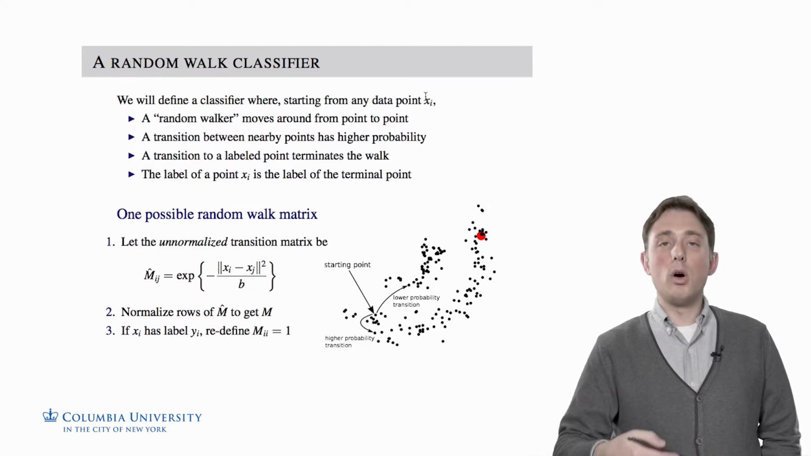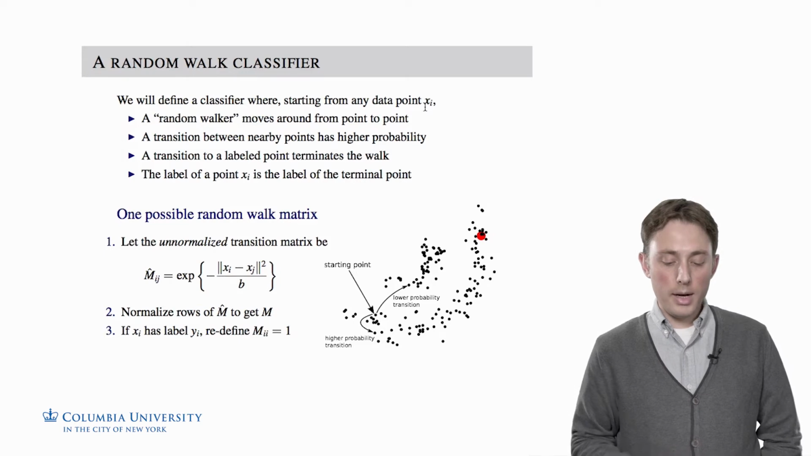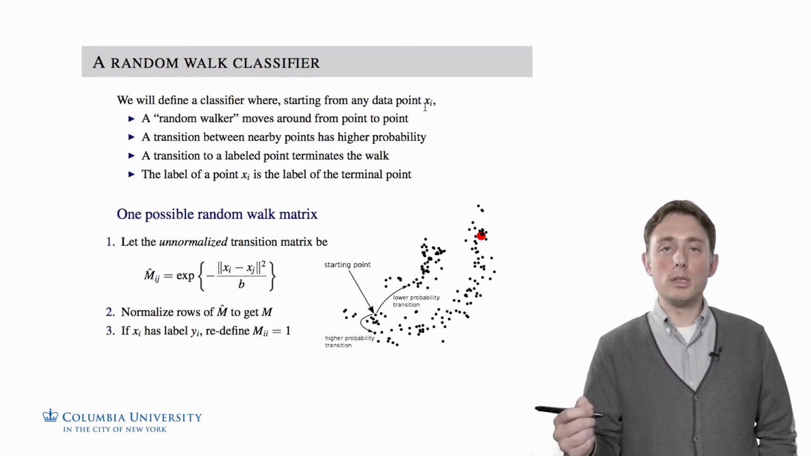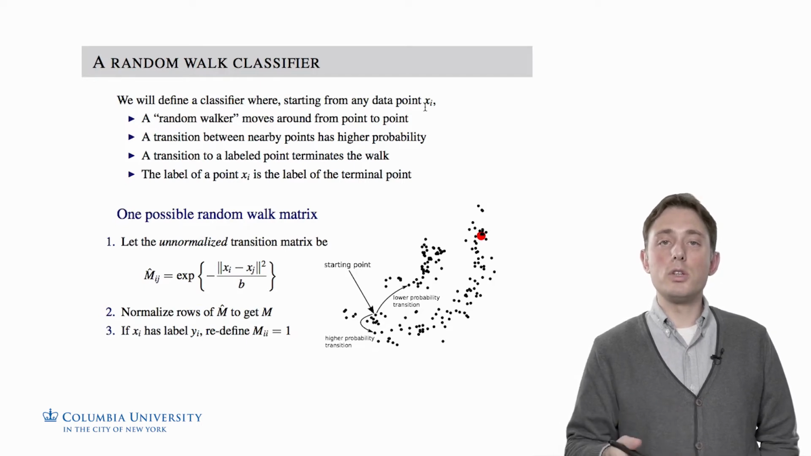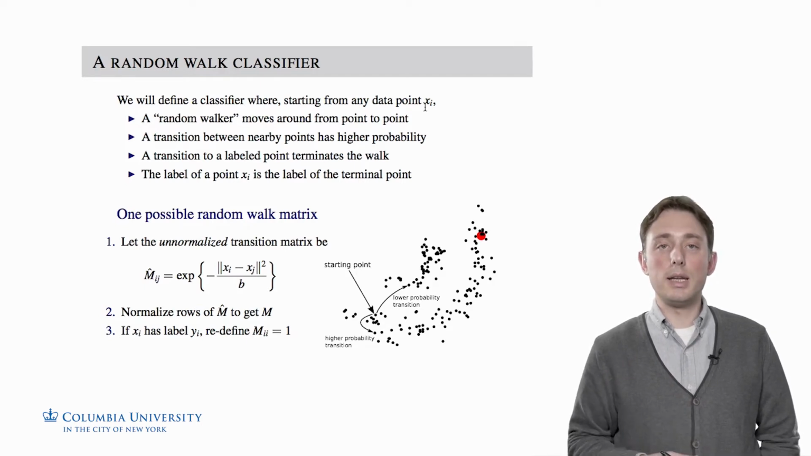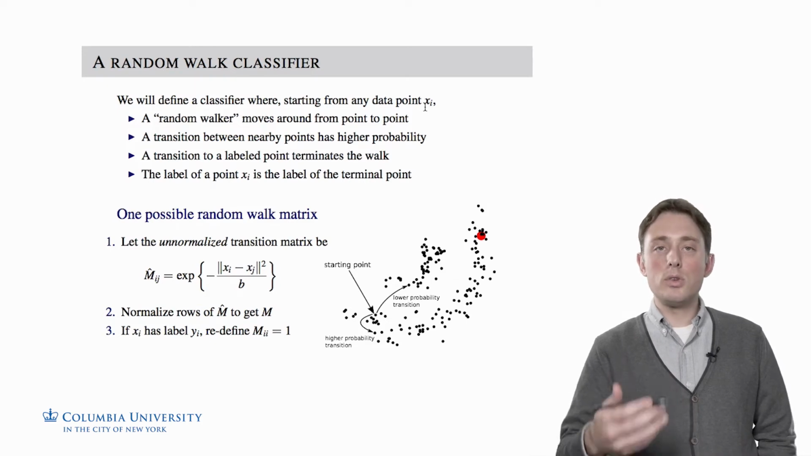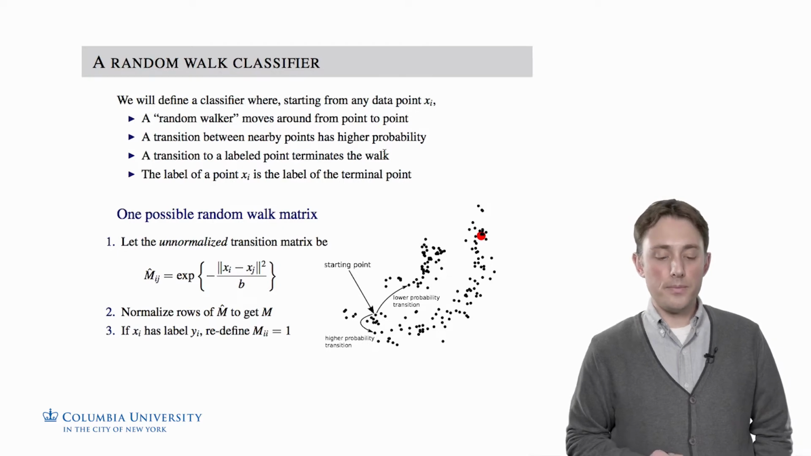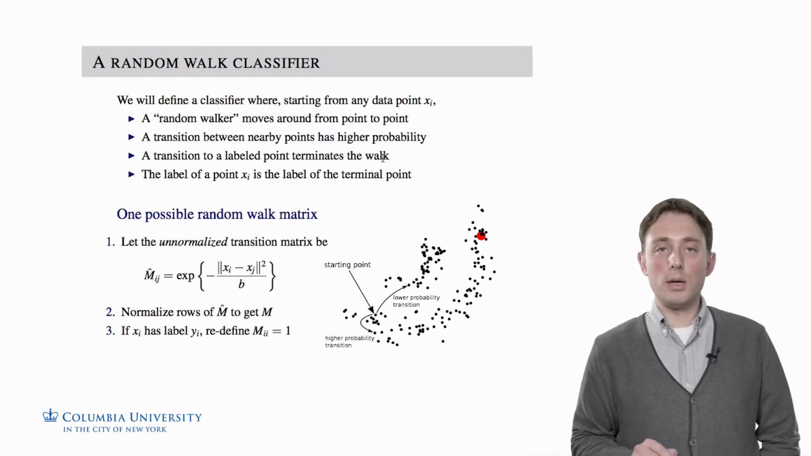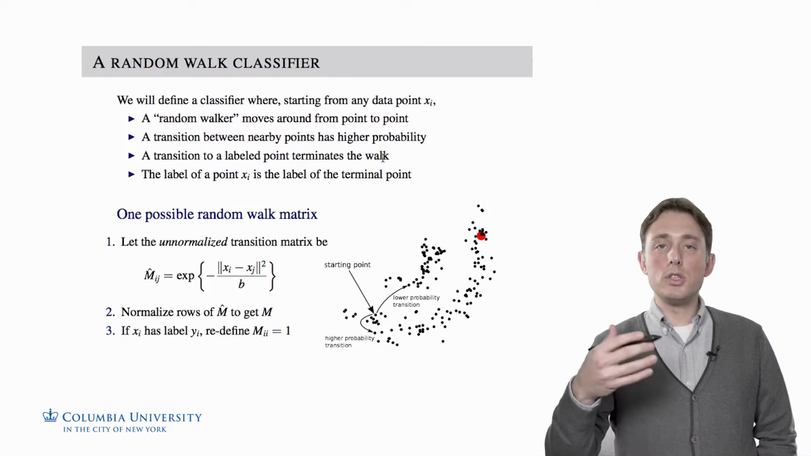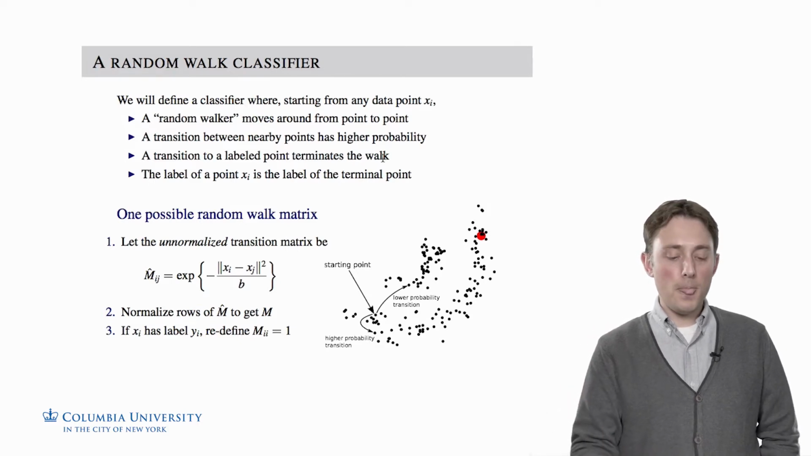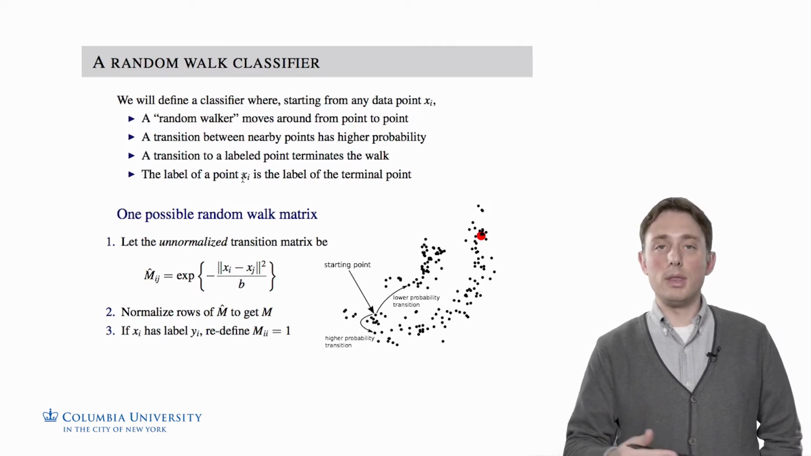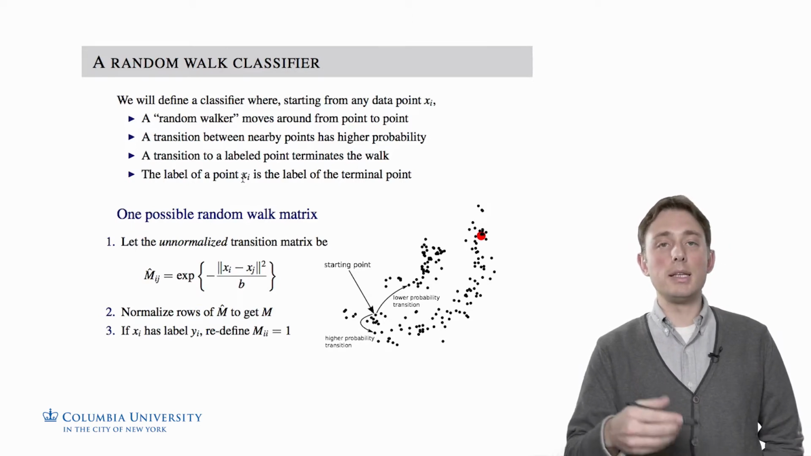So we start a random walk at the point xi. We then move from data point to data point according to this random transition matrix that we construct on the data set. And we continue to transition until we reach a labeled data point. Once we reach a labeled data point, the transitions terminate, the random walk terminates, and we define the label of the point xi to be the label of the point at which the random walk started at xi terminated.